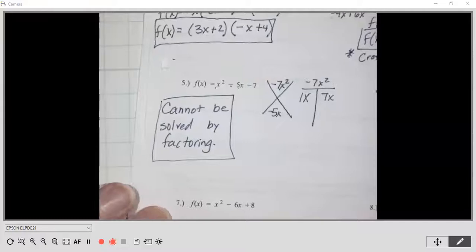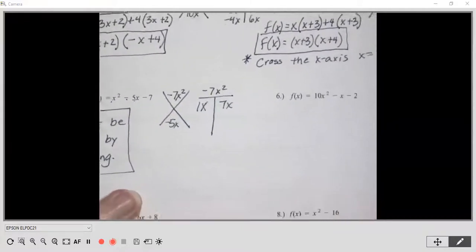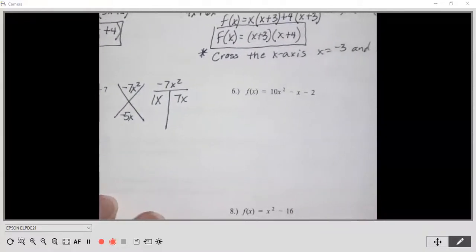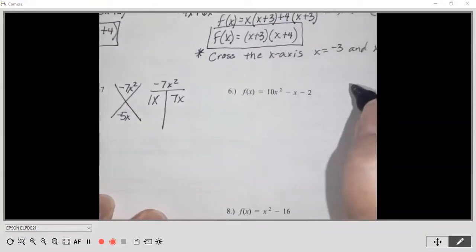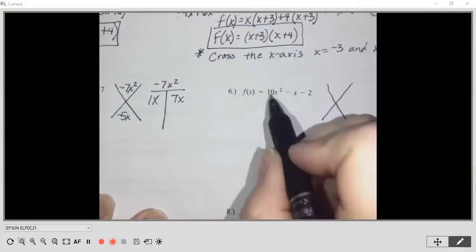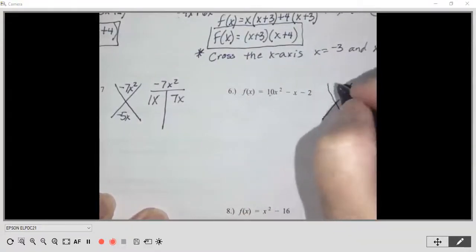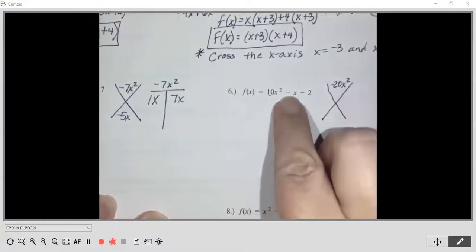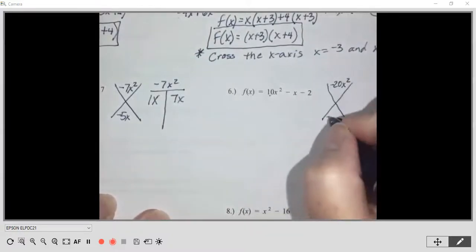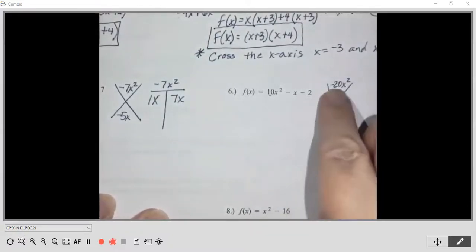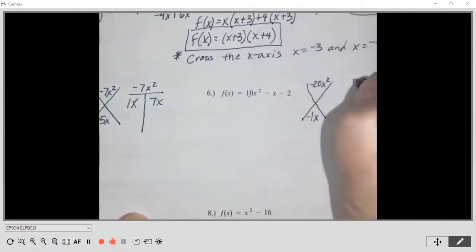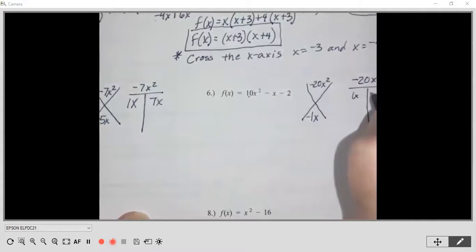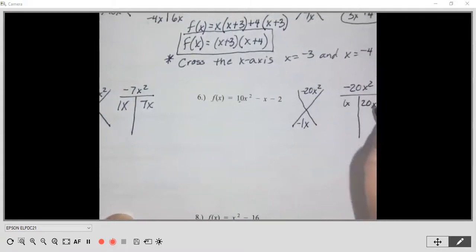Okay, moving on to number 6. f of x equals 10x squared minus x minus 2. 10x squared times negative 2 is negative 20x squared, and our B term is negative 1x, or negative x. So let's list our factors of negative 20x squared. 1x and 20x, and we'll come back to the signs at the end.